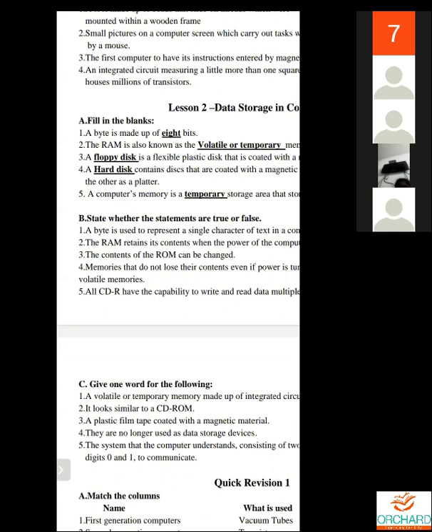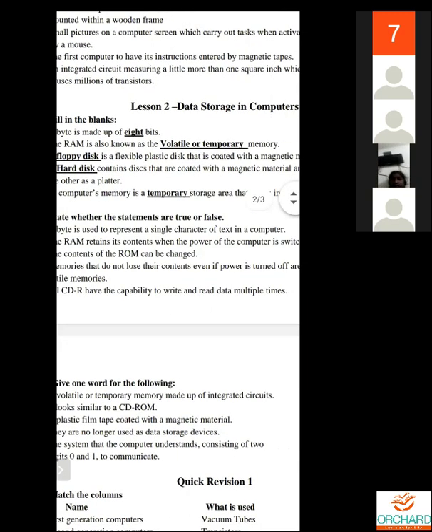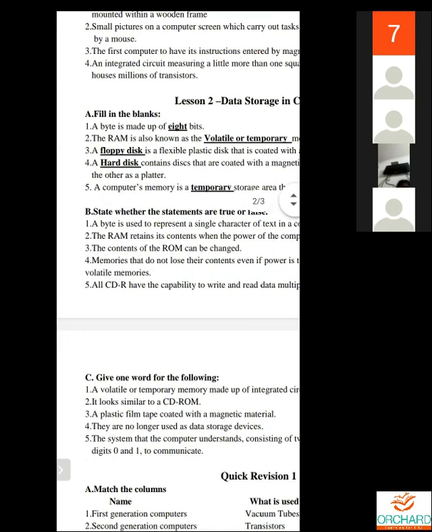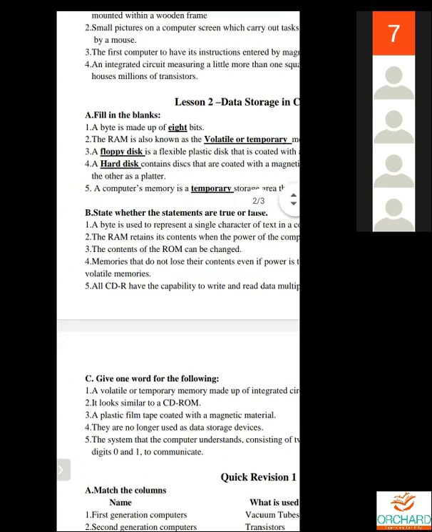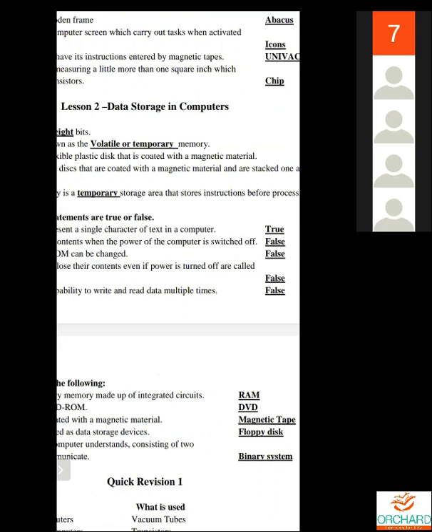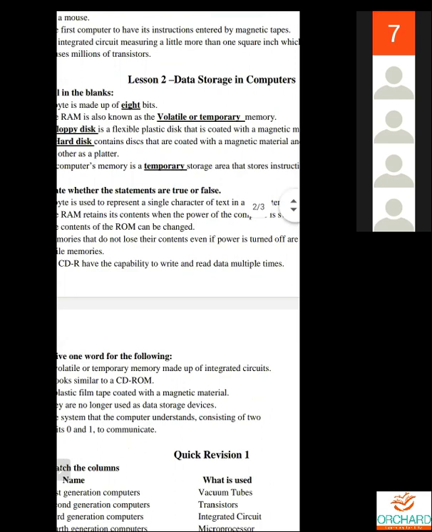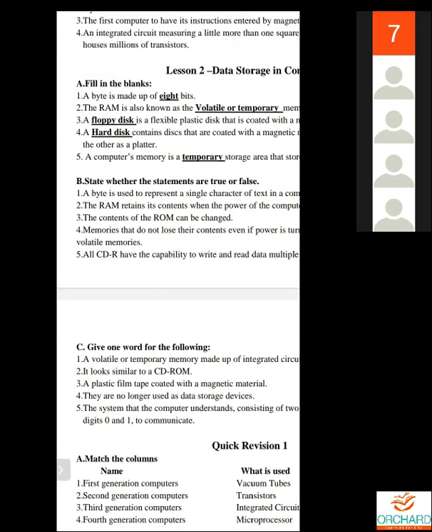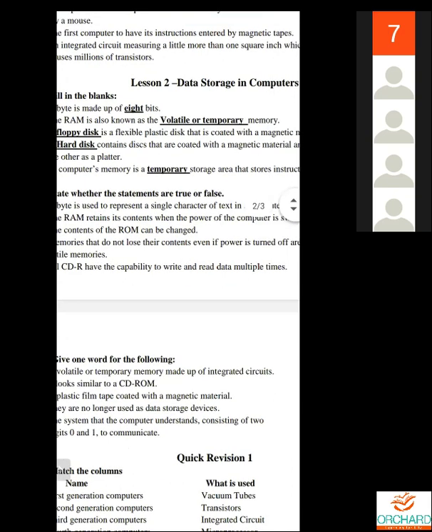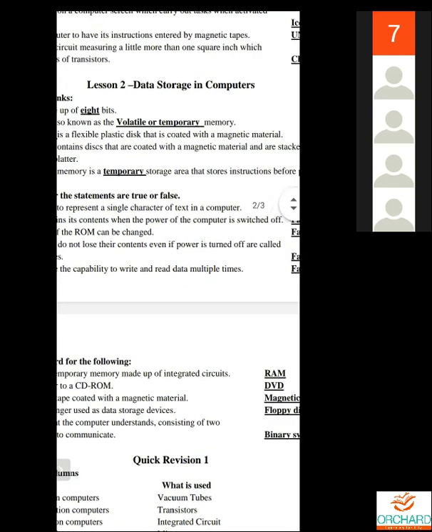Memories that do not lose their contents even if the power is turned off are called non-volatile memories, but they have given volatile memory. So the statement is false. Memories that do not lose their content even if the power is turned off are called volatile memories. False. Fifth one, all CD-R, CD in the sense compact disc and R stands for recordable. All compact disc recordable have the capability to write and read data multiple times. That is also false.